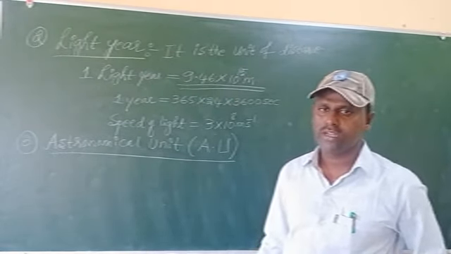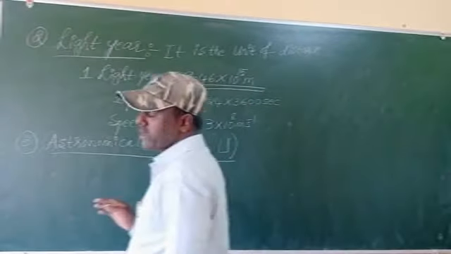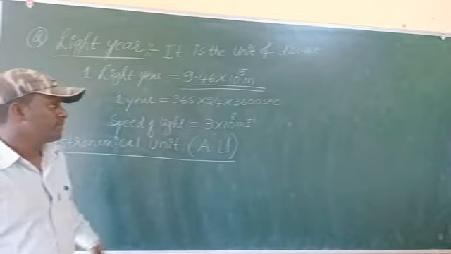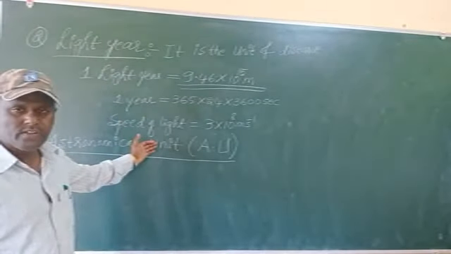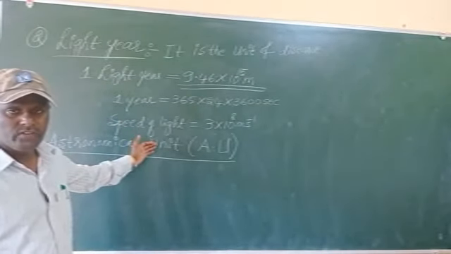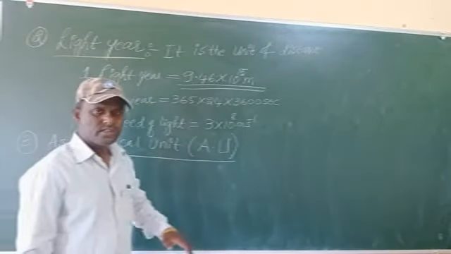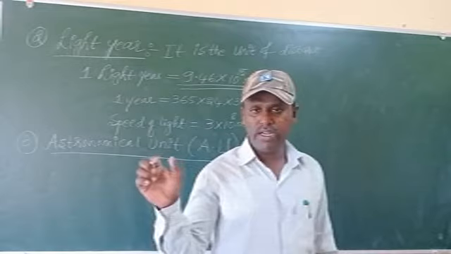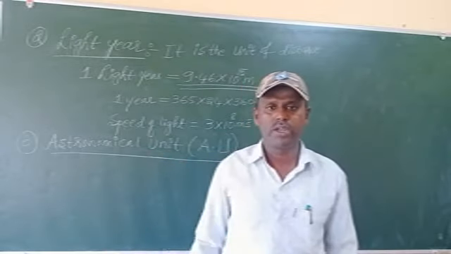Astronomical unit calculates the distance between the sun and the earth. What is the average distance? The average distance between our earth and the sun is calculated and given in terms of astronomical unit.